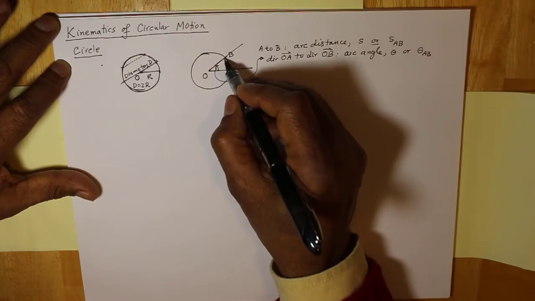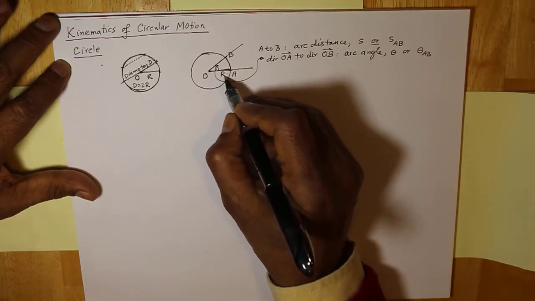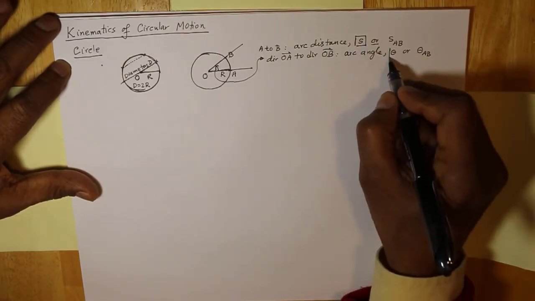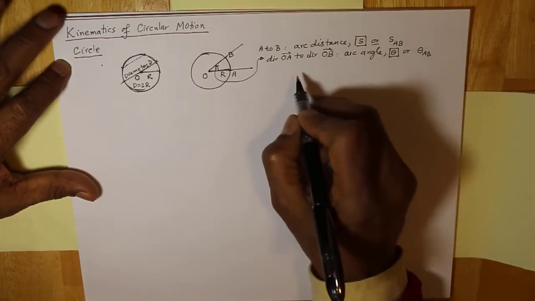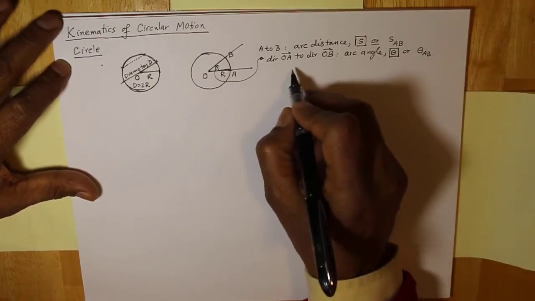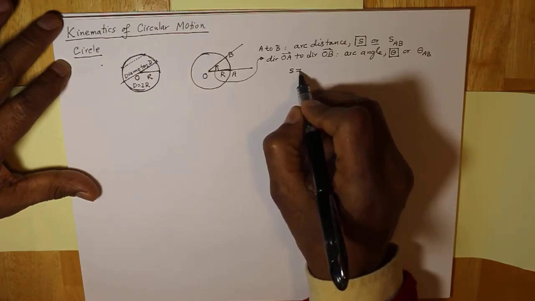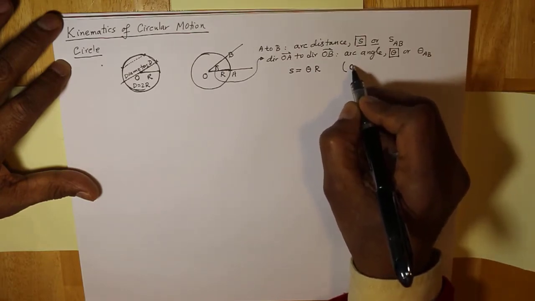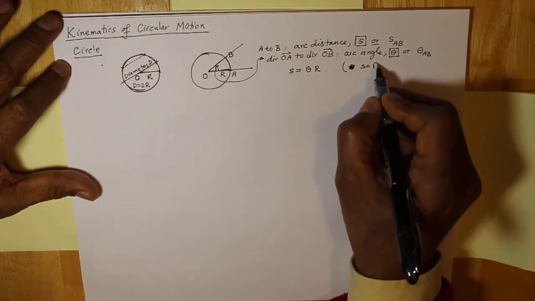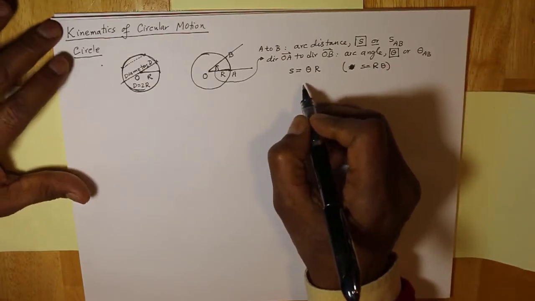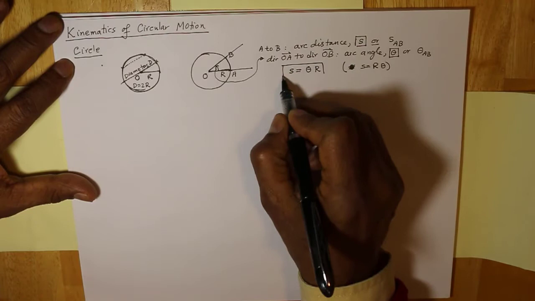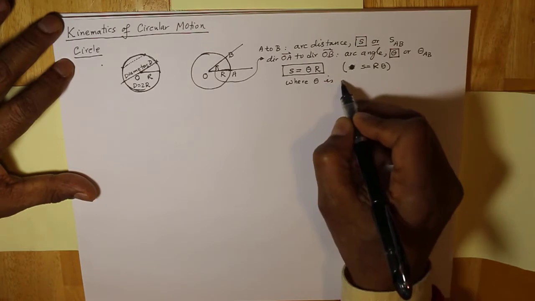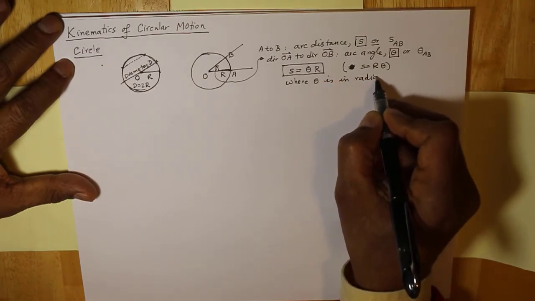Now if this radius is R, then there is a relationship between this arc distance and the angle that's covered, if you express angle in radian. So this is a famous formula, S equal to theta R, which in some other places is written as S equals R theta. But we will write it this way, and you should memorize this, where theta is in radians, not in degrees.